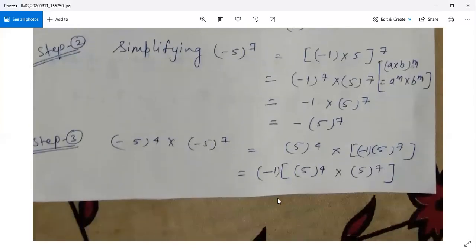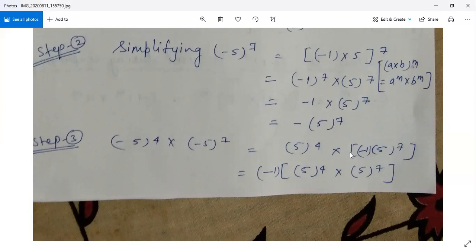And at the end, what we have to do in the third step is simplify the overall combination. So we will multiply minus 5 to the power 4 by minus 5 to the power 7. Then we get the solution: the simplification of minus 5 whole to the power 4 is 5 to the power 4, multiplied by the simplification of minus 5 whole to the power 7, which we get as minus 1 into 5 to the power 7.